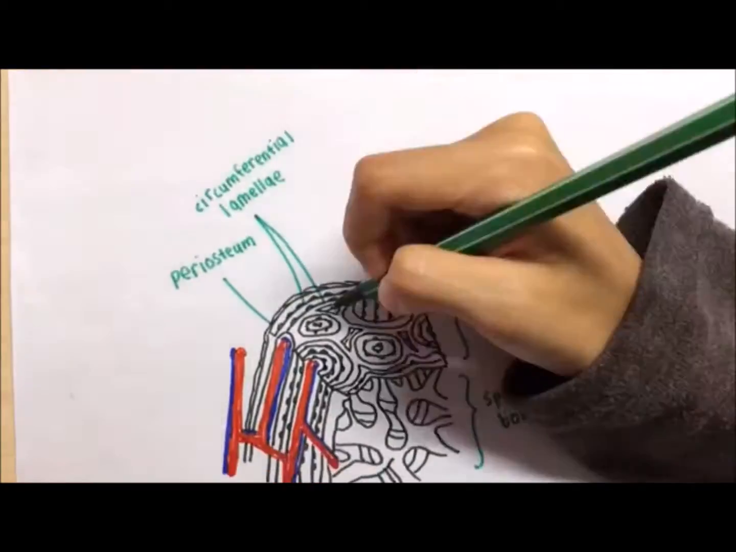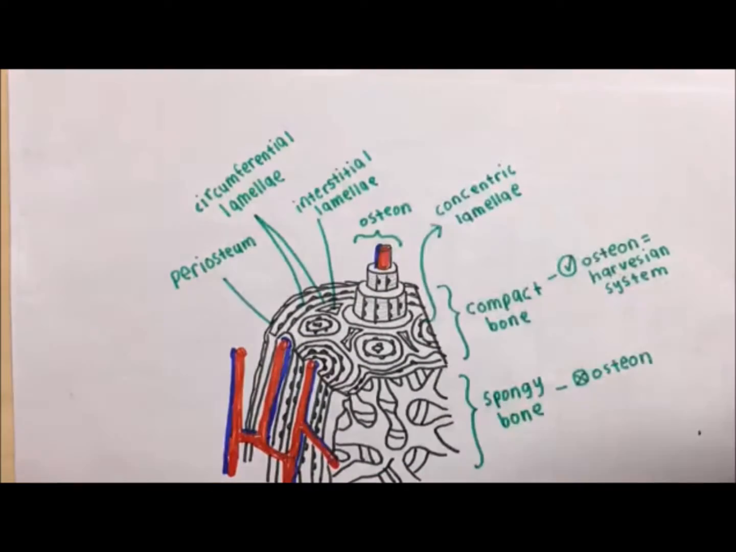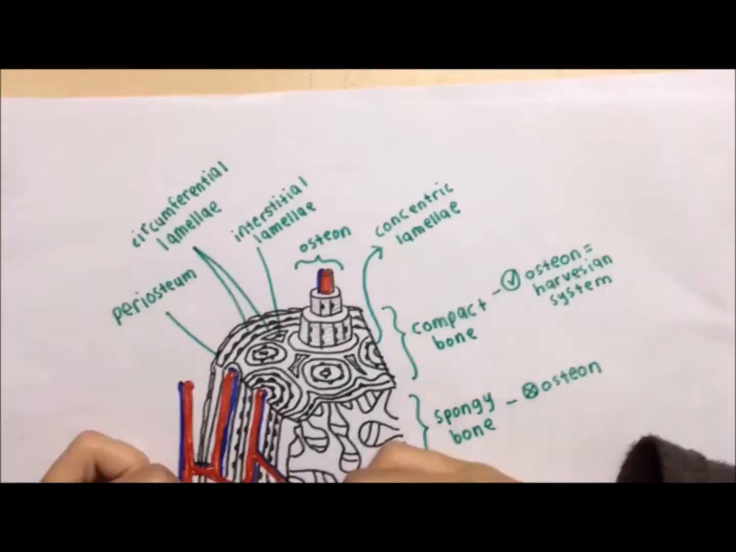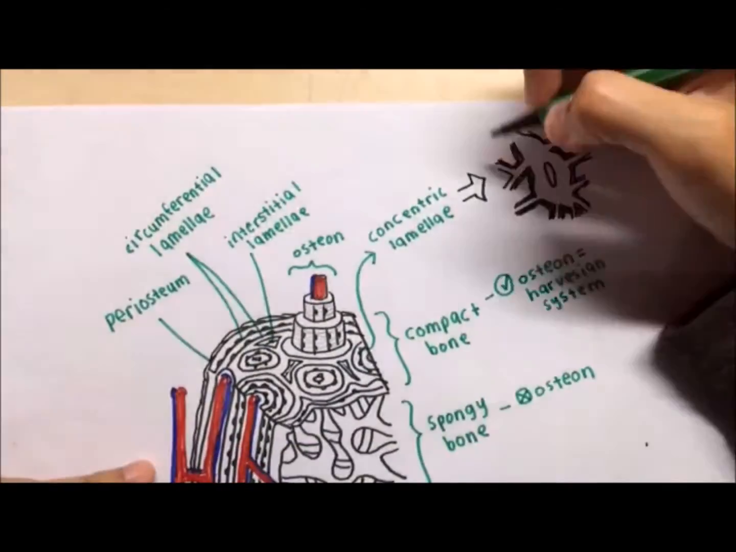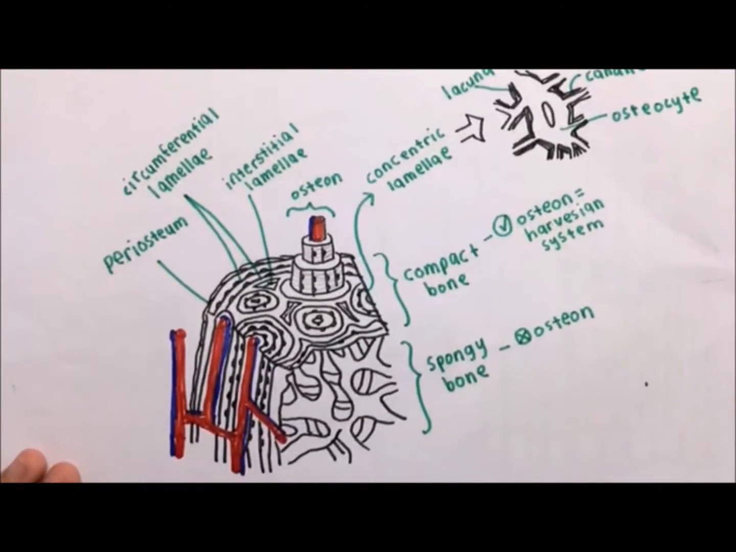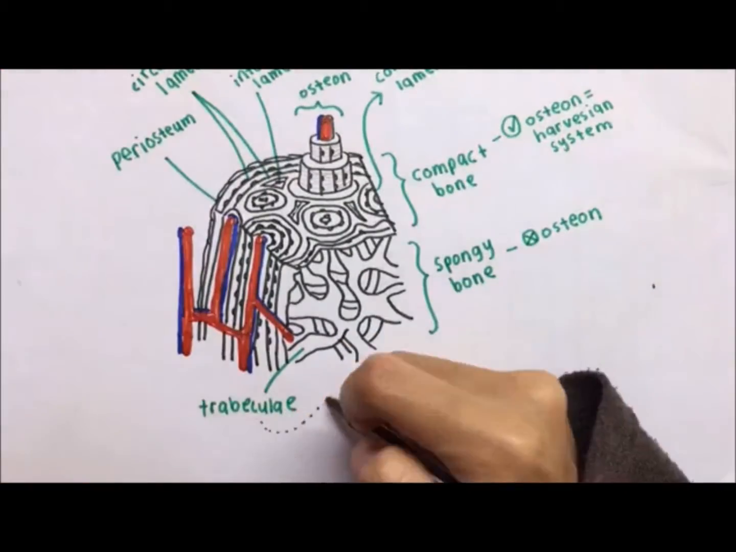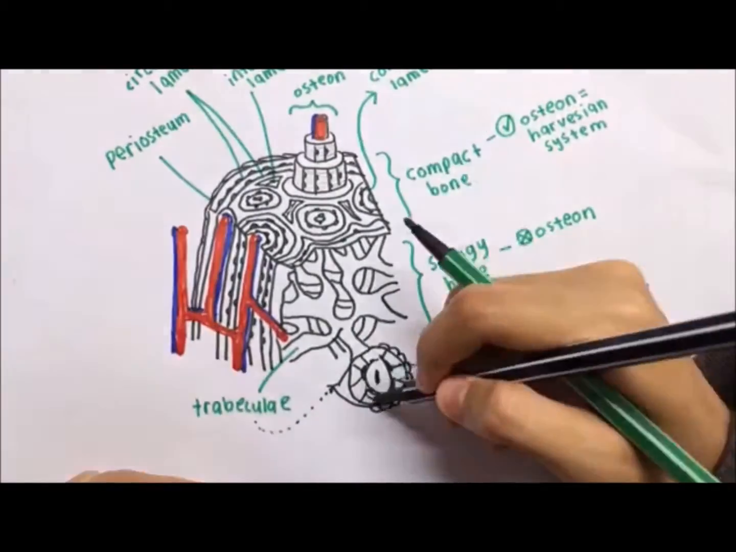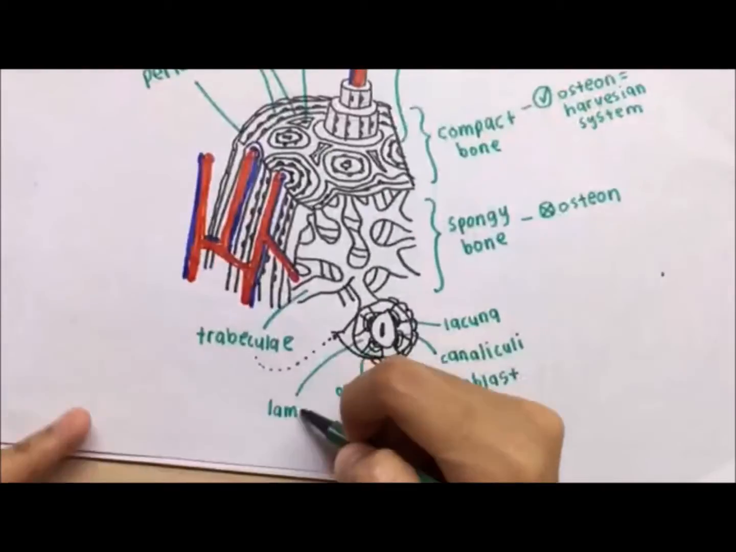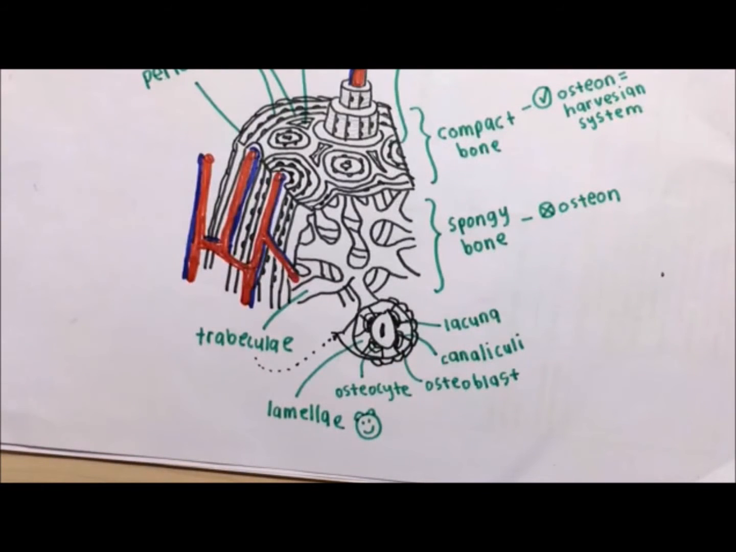Compact bone is also composed of circumferential lamella, interstitial lamella, and concentric lamella. Between the concentric lamella, there are small spaces called lacuna and canaliculi. Let's see the detailed section of trabeculae of spongy bone. It contains lacuna, canaliculi, osteoblast, osteocyte, and lamella.